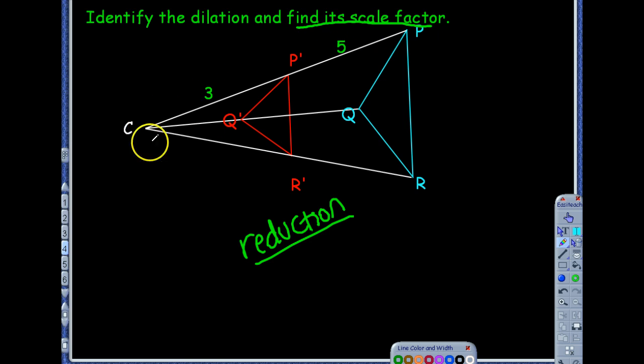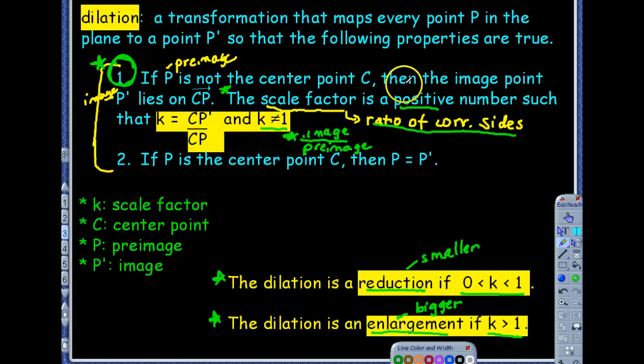And by the way, these lines that you see coming from that center are just showing you that the image is on the ray that would contain the center point and the pre-image. So none of those points are on the center. Then it says the image point P prime. Then the scale factor is a positive number such that the distance from the center to our image over the center to our pre-image will be how we can represent our scale factor.